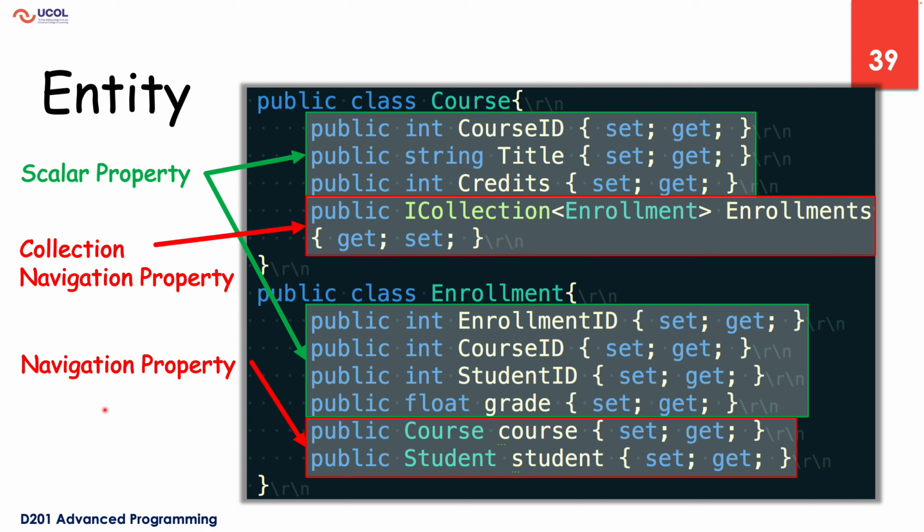On the other hand, we also have a reference navigation property. Here we have created a reference of the course entity within the enrollment and the student entity within the enrollment. So these two are references to the objects of the courses and students within the enrollment. That's why we call them reference navigation, because we navigate from enrollment into the course entity. Again, we are navigating between two different entities. So that is the entities.